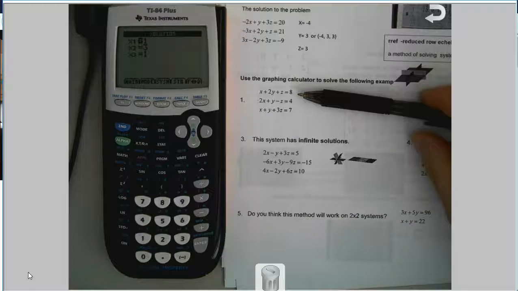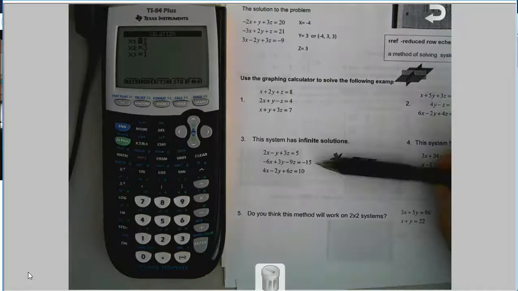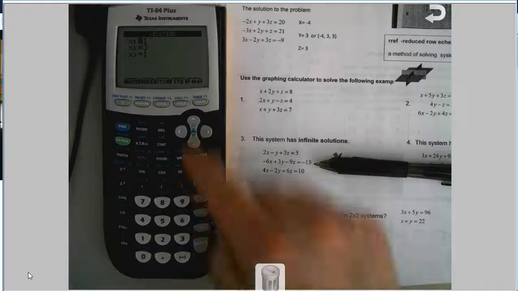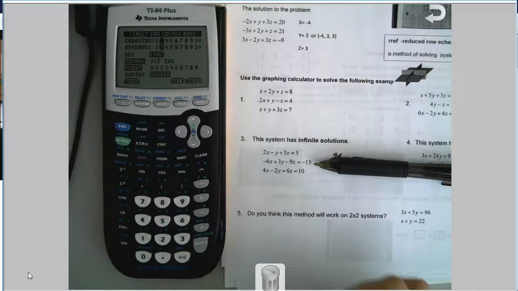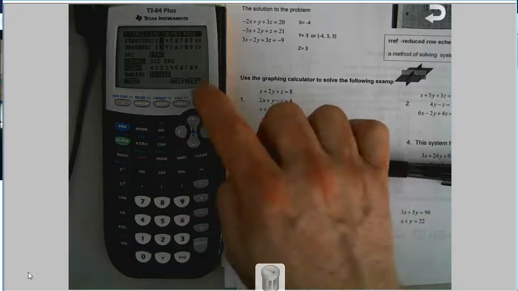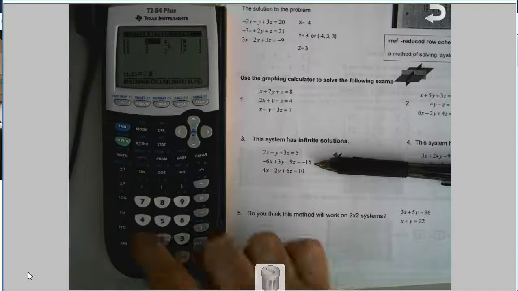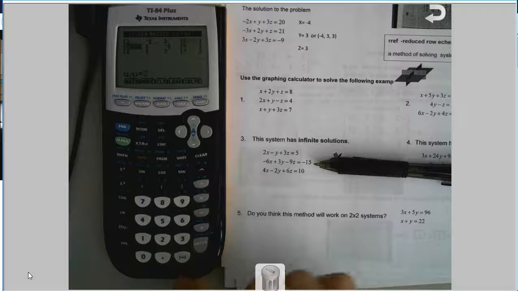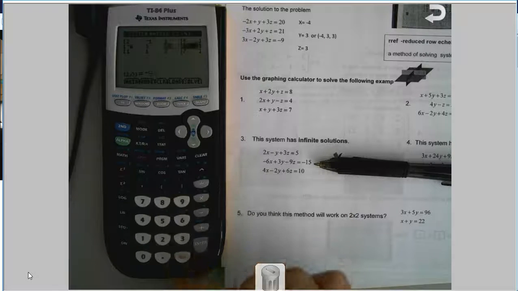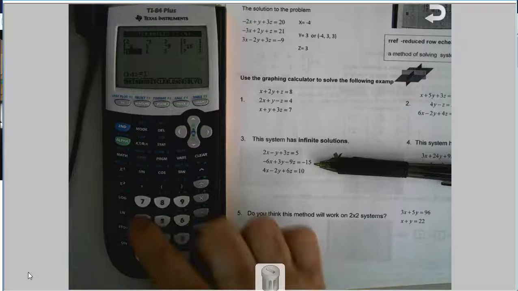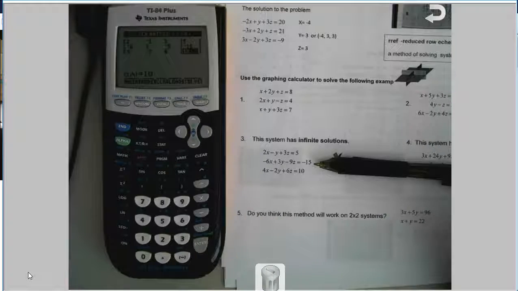Okay, so good to know. Okay, I'm going to do a couple more real quick. So second quit, I'm going to do this infinite one. So 2, -1, 3, 5. -6, 3, -9, -15. 4, -2, 6, 10. And just hit solve.